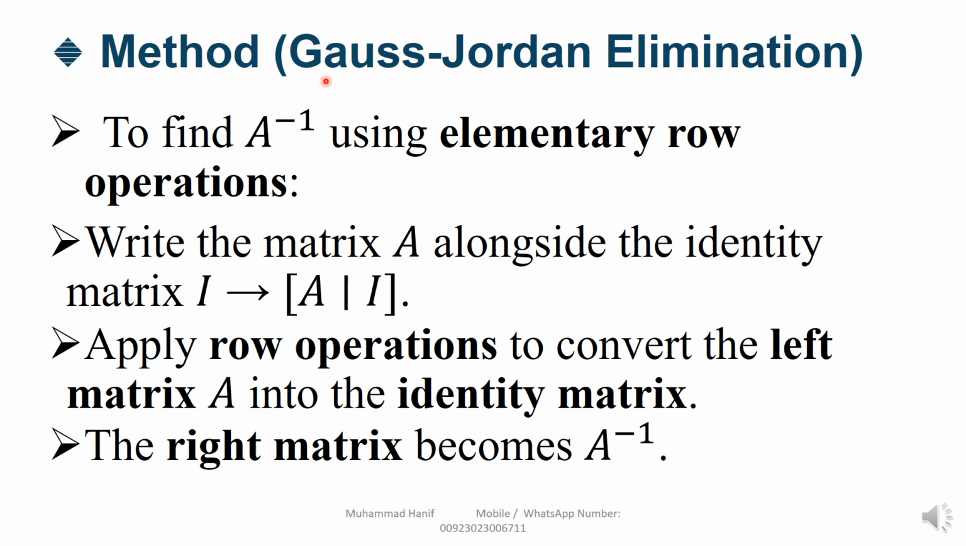Method: Gauss-Jordan elimination. To find A inverse using elementary row operations, write the matrix A alongside the identity matrix I. Apply row operations to convert the left matrix A into the identity matrix. The right matrix becomes A inverse.